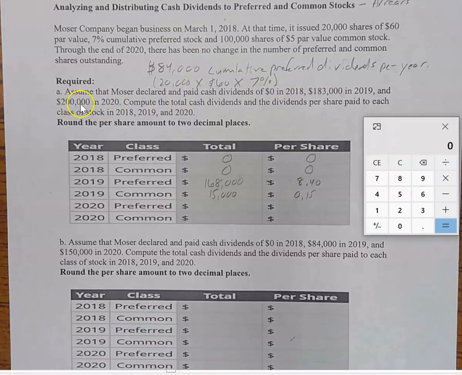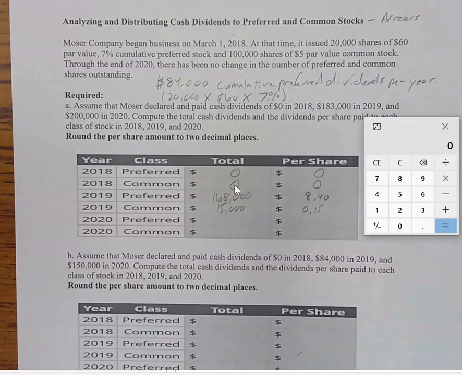It says they paid $200,000 in 2020. Okay, so this is when it actually is going to finally pay off to be a common stockholder. So we already figured out how much is owed to the preferred stockholders, the cumulative preferred stockholders, on a yearly basis. We owe them $84,000, and because we made them whole in 2019, we don't have any dividends that are currently in arrears. So all we have to do is just drop this $84,000 right here.